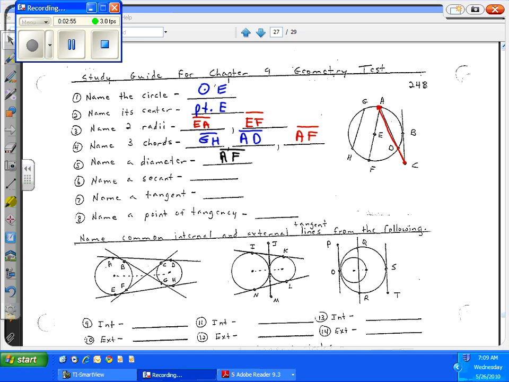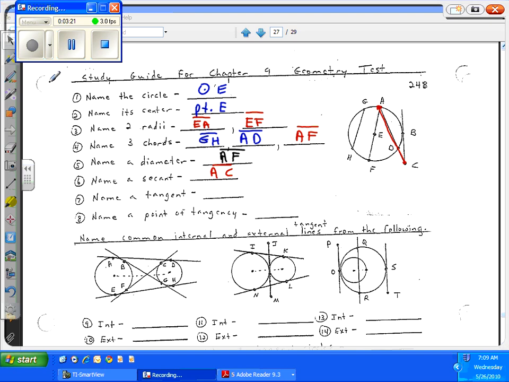We normally name a secant as a line, but we know in this chapter we learned if two secants are drawn to a circle from a point outside, then one whole secant times its external segment. So we were talking about a secant as a segment. So we could call the secant AC. We couldn't say AD because AD is a chord. To make it a secant, we had to go past the circle, see.